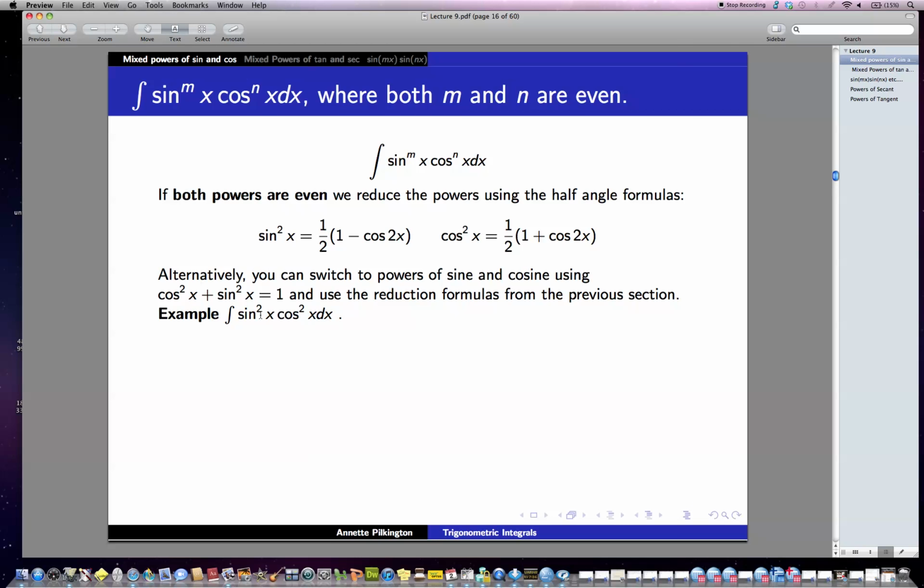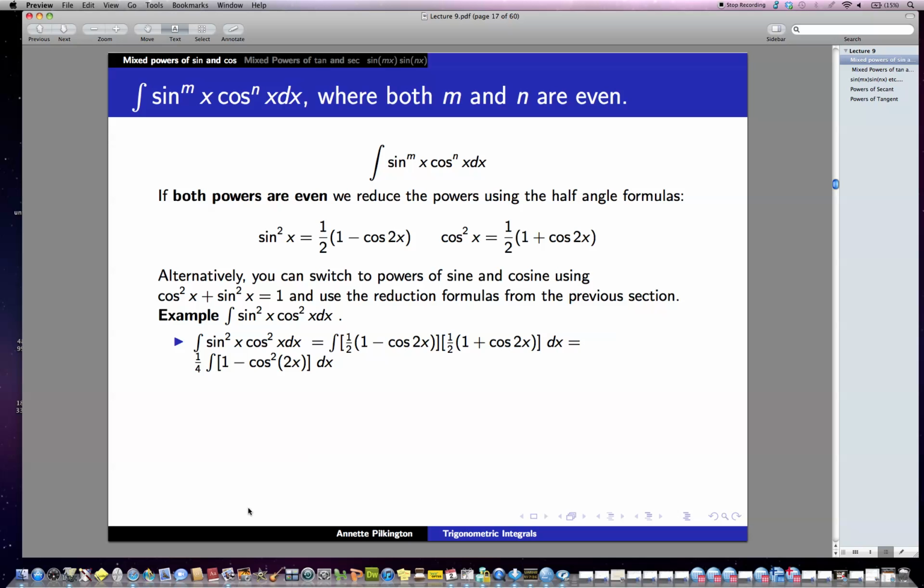For example, if I have the integral of sine squared x times cosine squared x dx, I can convert both of these using the half-angle formula, and when I multiply what I get from sine squared with cosine squared, I end up with 1/4 times the integral of 1 minus cosine squared 2x dx. So that's multiplying the half-angle formula for sine squared by the half-angle formula for cosine squared.